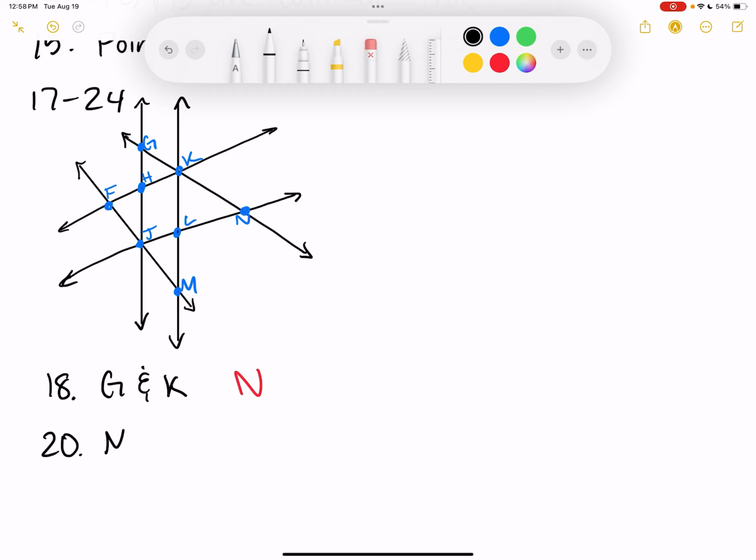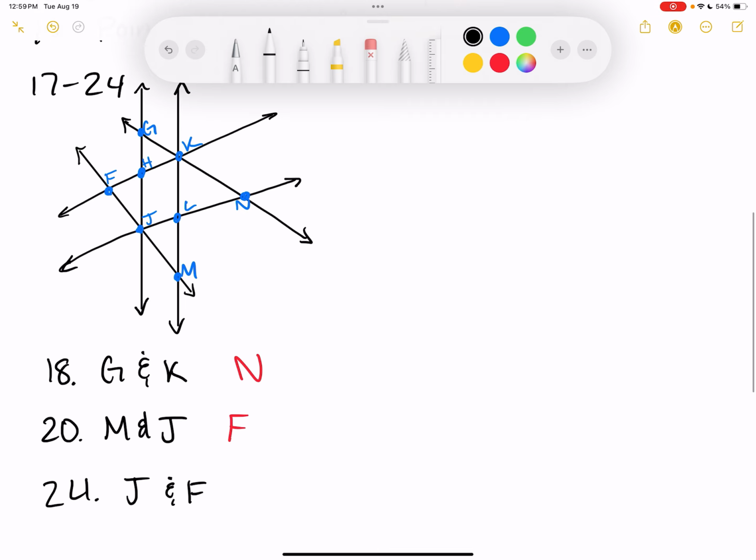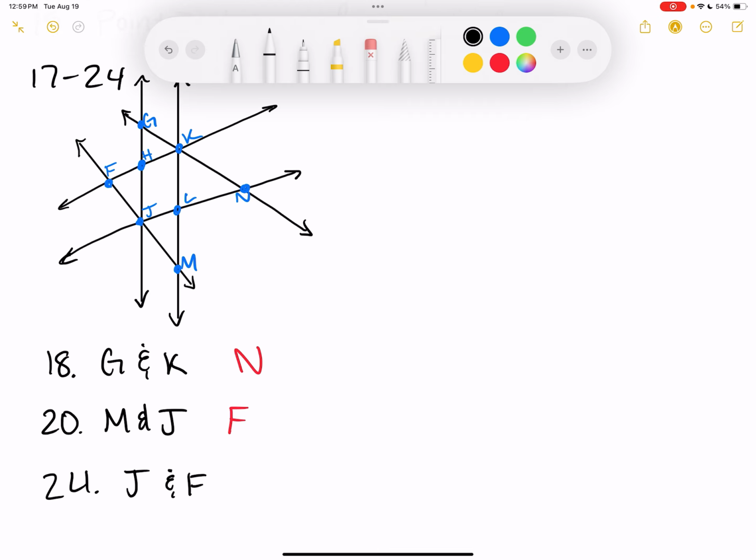20, M and J. What point would be collinear with M and J? Yep, F. 24, J and F. What point would be collinear on the same line with those 2 things? Yep, M. Any questions on those ones?